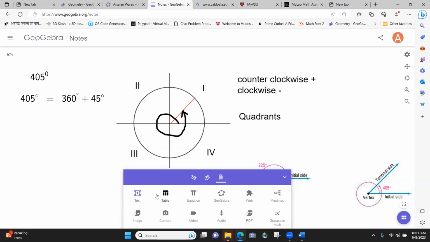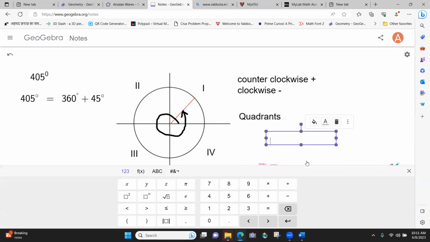And let's write it down nicely. So this angle, it's really 360 plus 45. And I'm going to write 405. Well, I used the wrong text box, but we'll fix it. 405.